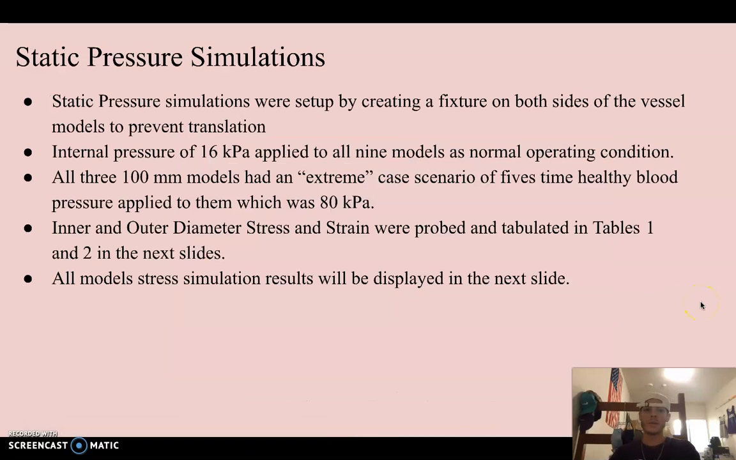So for the static simulations, a fixture was created on both sides of the vessel to prevent translation and movement during the running of the simulation. The internal pressure of 16 kPa that we found in the last slide was applied to all 9 models as the operating condition normally. And then for the 3 100 millimeter models of each material, I decided to apply the extreme case scenario of 5 times the blood pressure, 80 kPa. And the inner and outer stresses and strains were calculated for every material, so there ends up being about 18 simulation results.